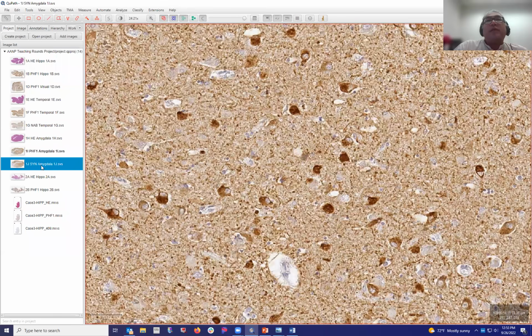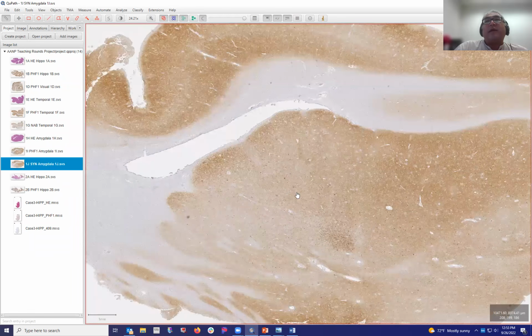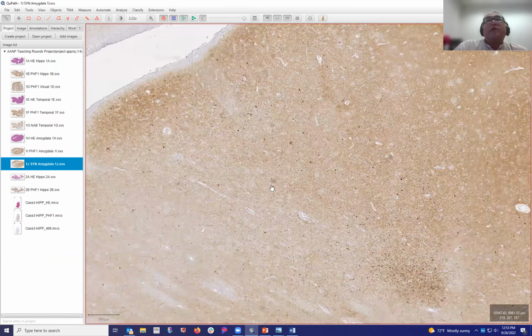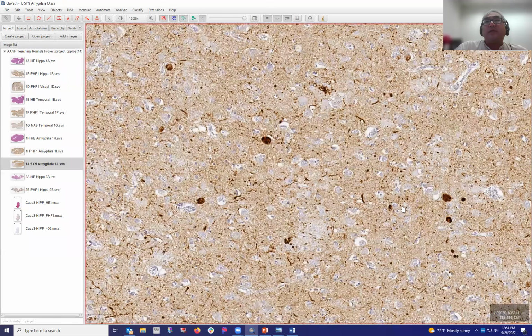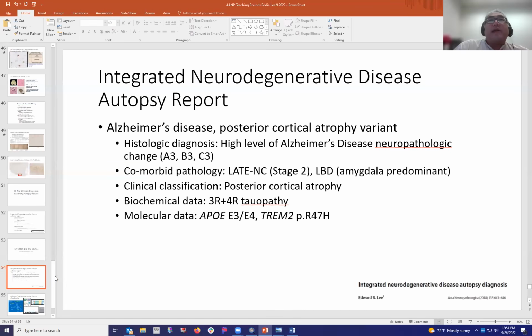But importantly, this case also had a lot of synuclein pathology. And so here, with the alpha-synuclein stain, you get Lewy body-like inclusions and Lewy neurites accumulating in the amygdala. This case also had some TDP-43 in the hippocampus as well. So back to the integrated diagnosis, what I would potentially do for this case is my integrated diagnosis would be Alzheimer's disease, posterior cortical atrophy variant.